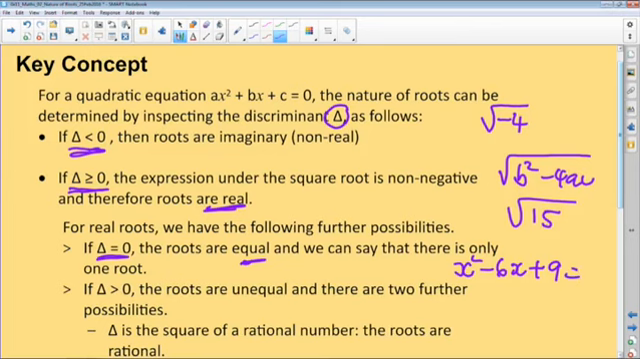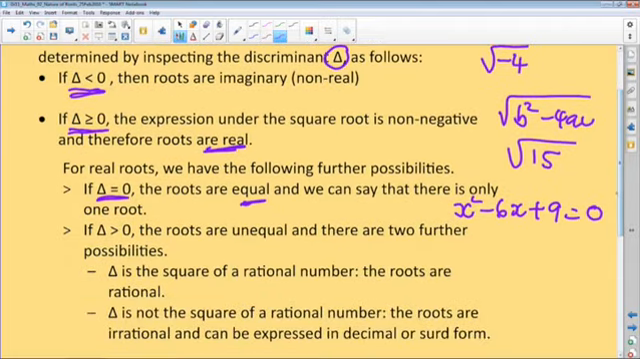This is equal to 0. What do you get here? If you factorize the x squared minus 6x plus 9, you get (x minus 3)(x minus 3). You get x equals 3 or x equals 3. So you see you're repeating the same thing. So there's one root there.